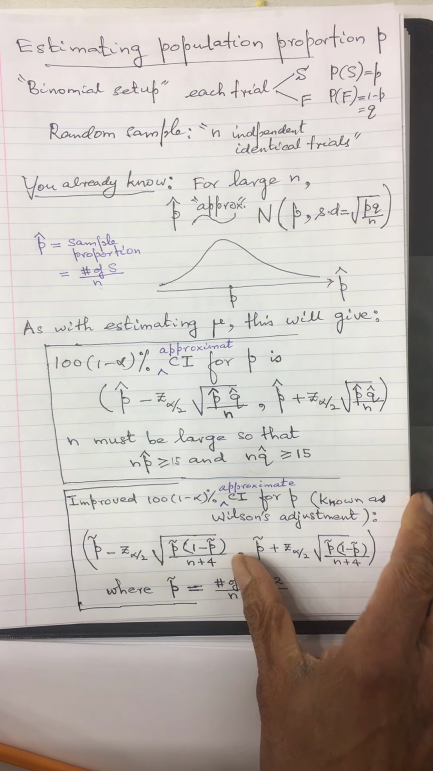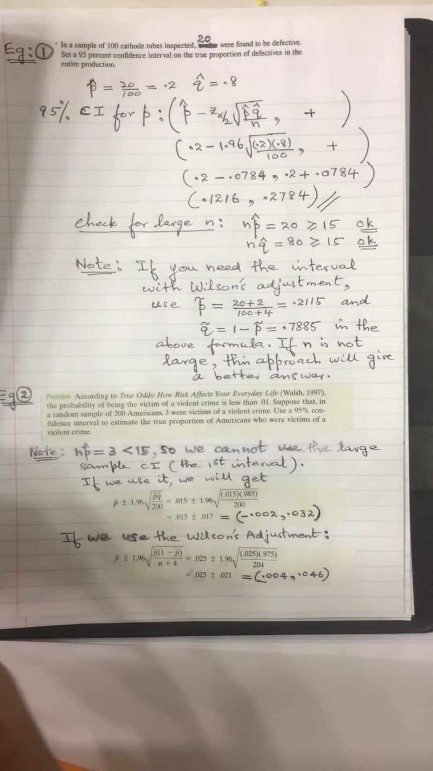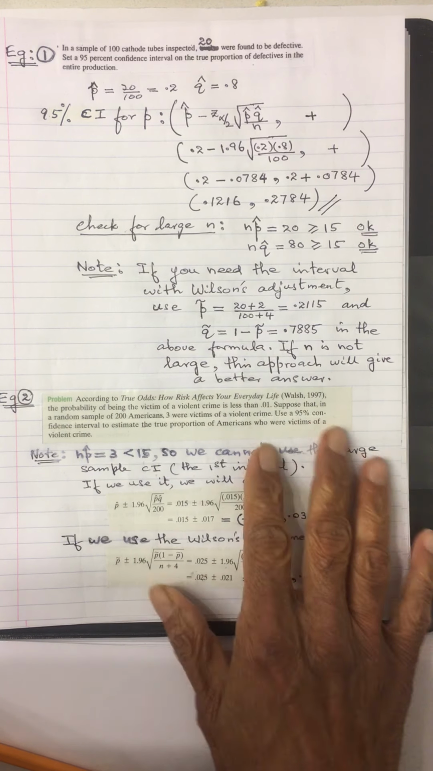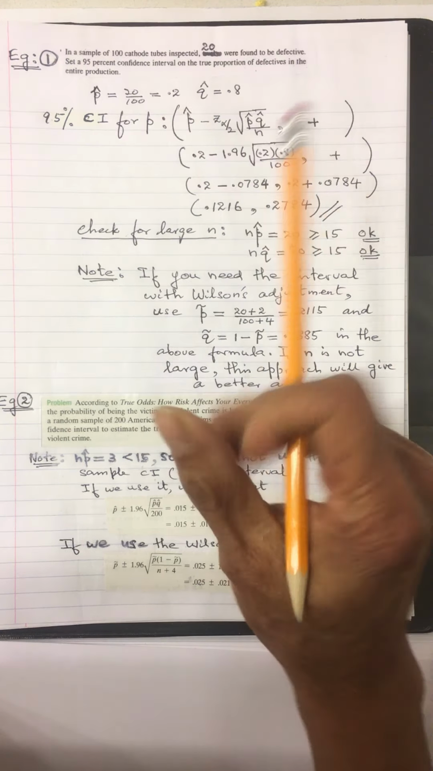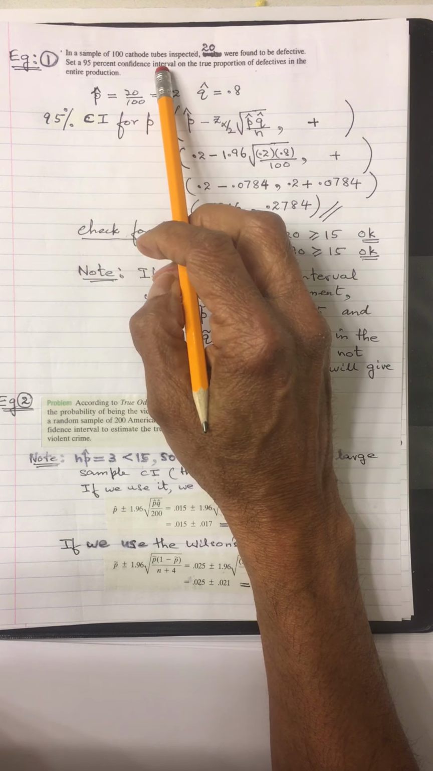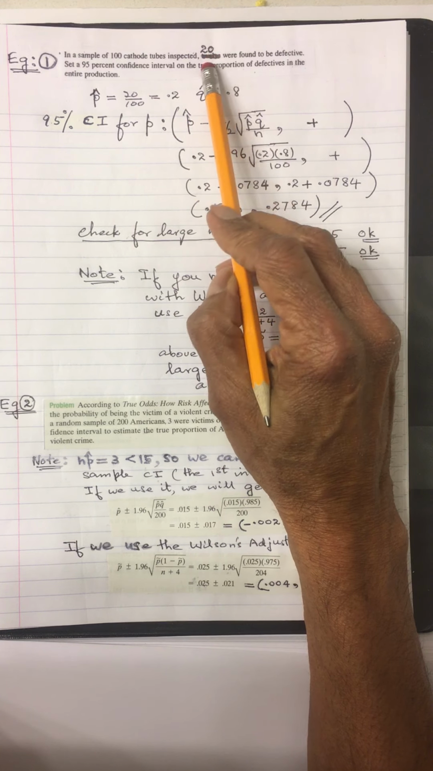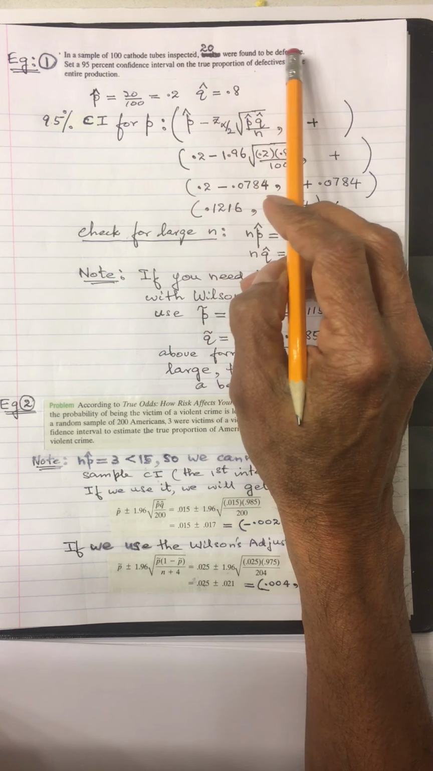Alright, let us look at a couple of examples. In this example, in a sample of 100 tubes inspected, 20 were found to be defective.